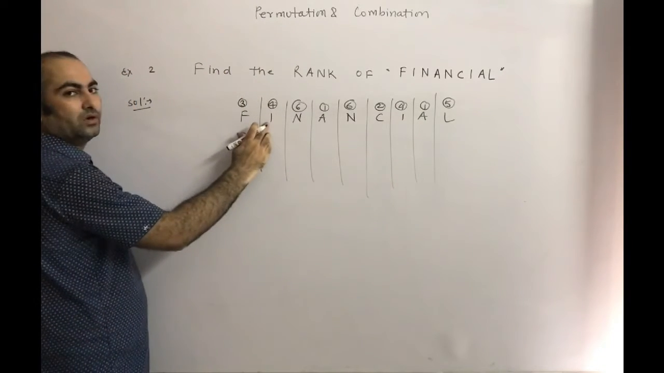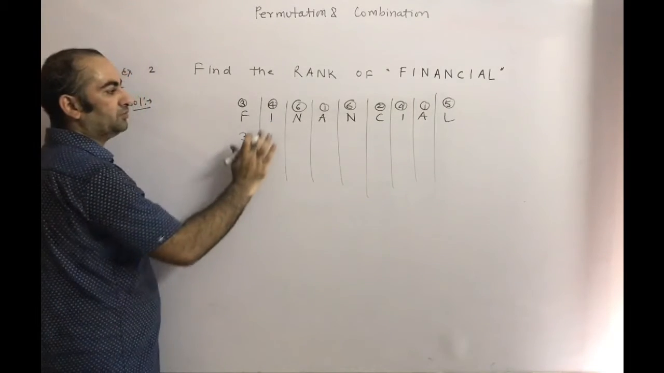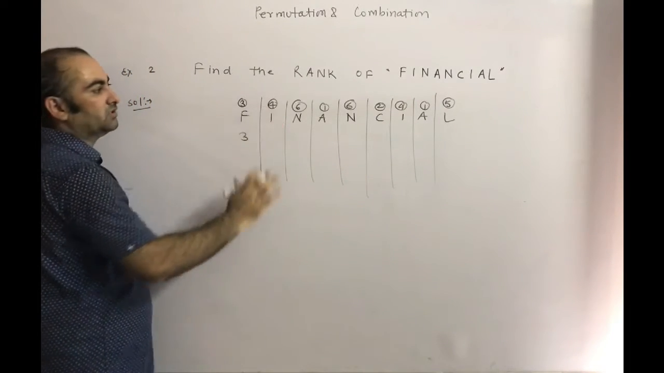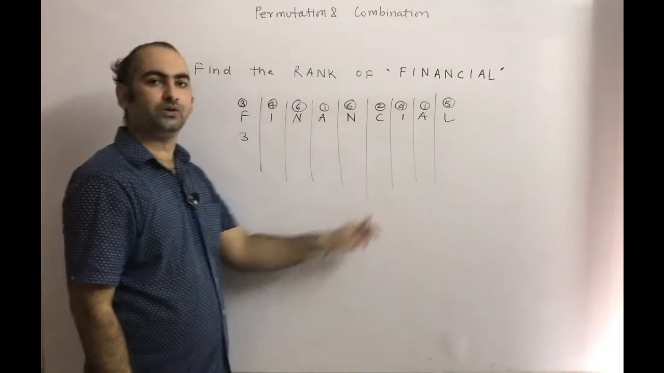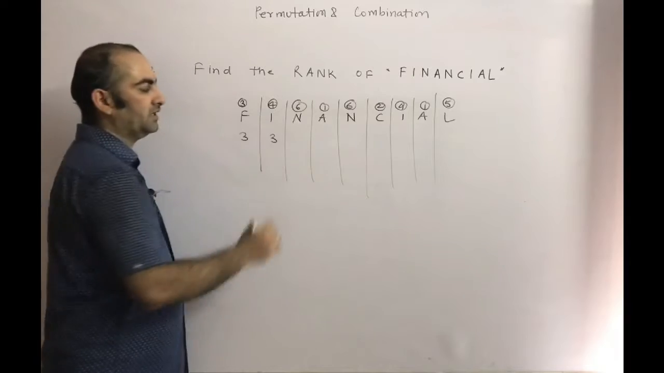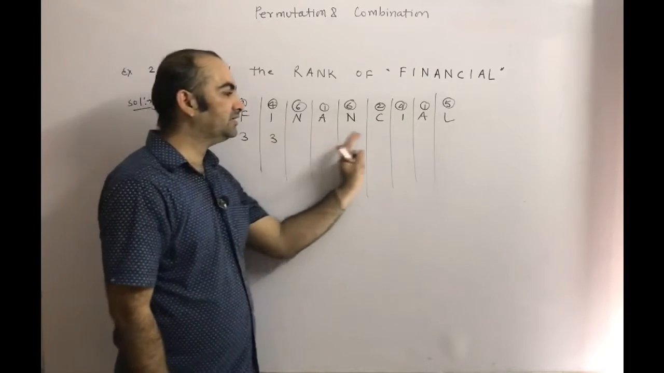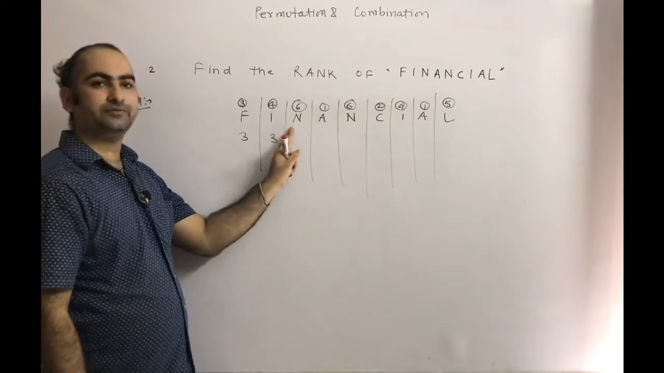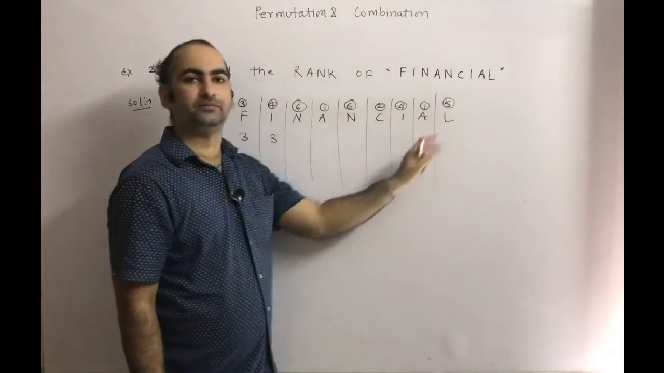Next is I. Above I on the right hand side, how many letters are there? Position of I is 4th, so above 4 how many letters are there? 1, 2, 3. So we have 3 letters. Next is N. Above N on the right hand side, how many letters are there? Position of N is 6. So 1, 2, 3, 4, 5. So we'll get 5.